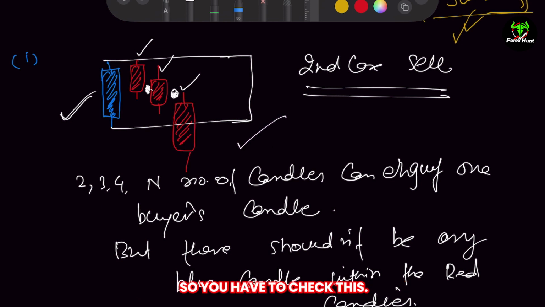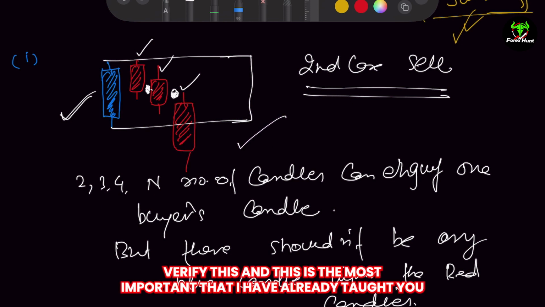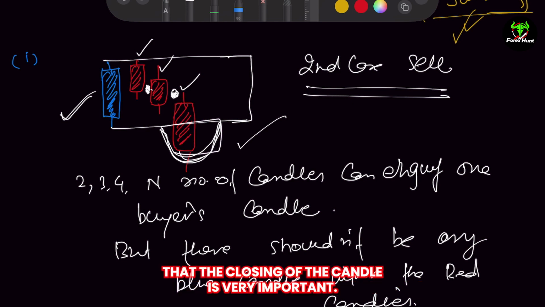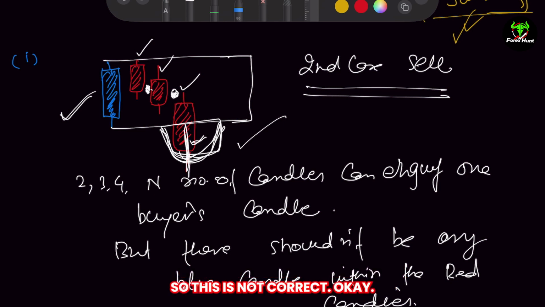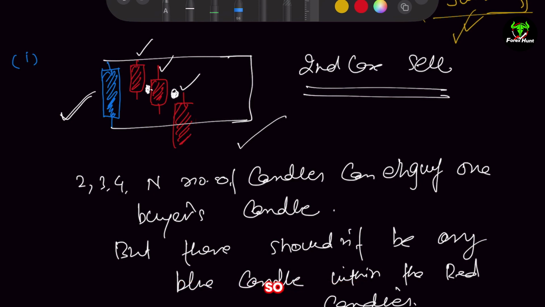So you have to check and verify this, and this is the most important thing that I have already taught you, that the closing of the candle is very important. Body close is important, not the wick. In case there is only a wick like this, that is not correct. If there is only a wick outside the box, that is not engulfing sell. Yeah, this is accurate.